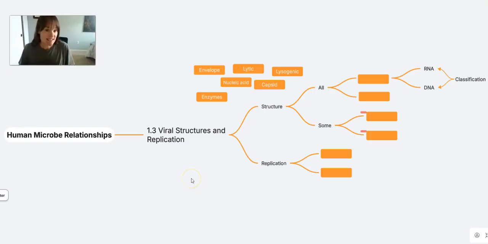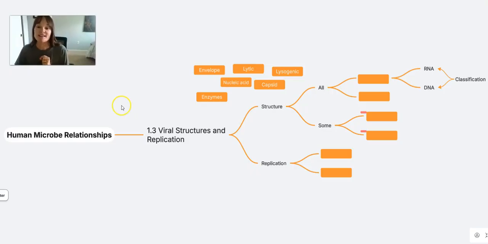So we divided this topic into structure and replication. Let's start with the structure of viruses. This means the structures that they have, what they look like. All viruses have two structures. Go ahead and look at these concept terms and see if you can map those on.